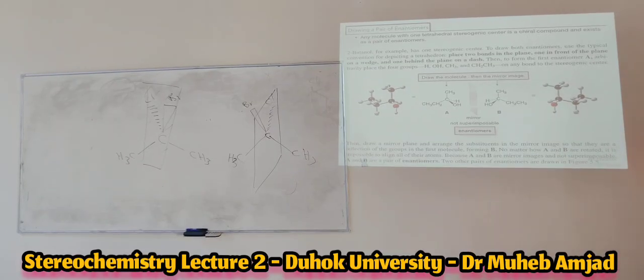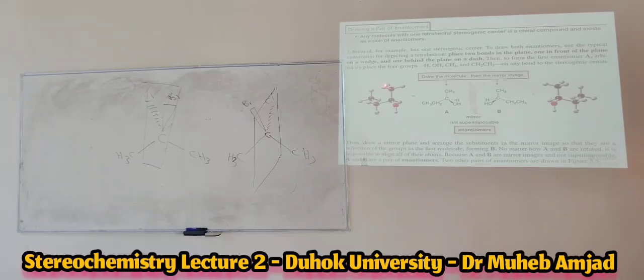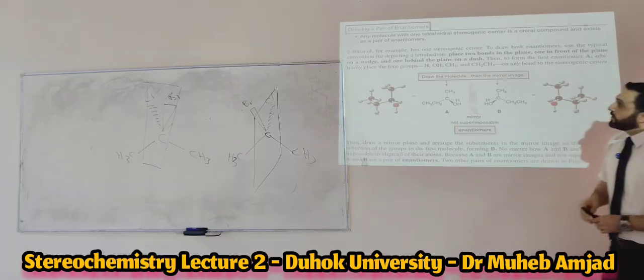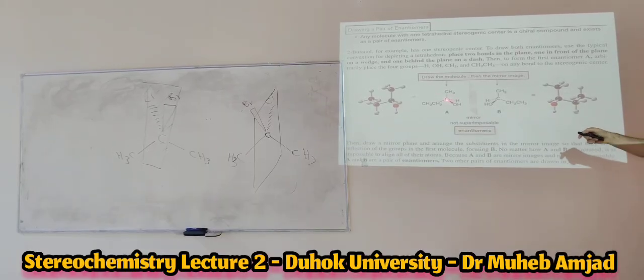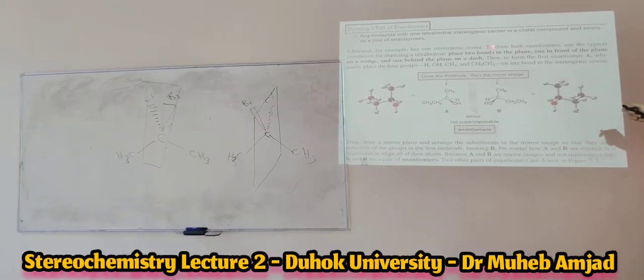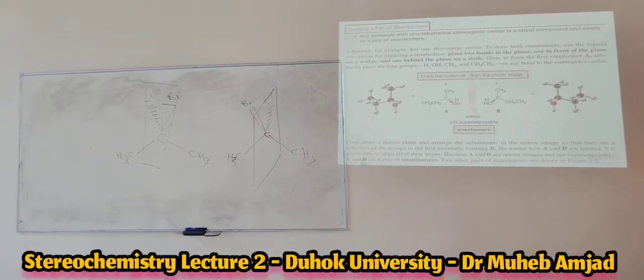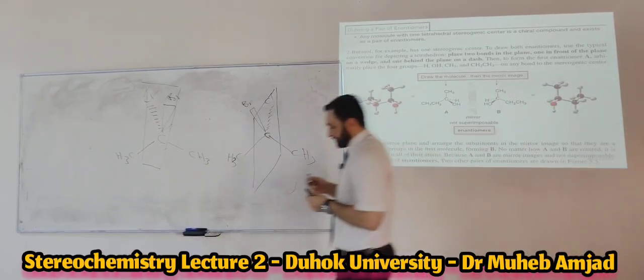Now, 2-butanol, for example. Where is the 2-butanol? This is the 2-butanol. 2-butanol has one stereogenic center. Yes, this is the stereogenic center. And to draw both enantiomers, use the typical convention for depicting the tetrahedral carbon: place 2 bonds in the plane, one in front of the plane, which will be wedged, and the other behind the plane, which will be dashed. So 2-butanol.